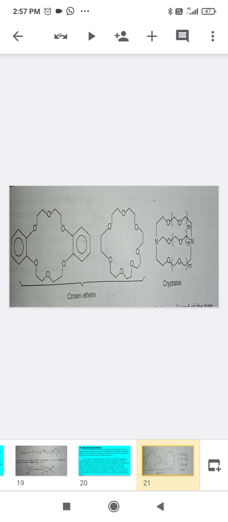Here they are given, crown ethers and cryptates, and how these are formed. These are crown ethers of alkali metals, or we can call them wraparound complexes. The first two are crown ethers, the last one is a cryptate. Where they are marked, these are oxygen atoms. In the last complex, M is the metal and N is nitrogen.